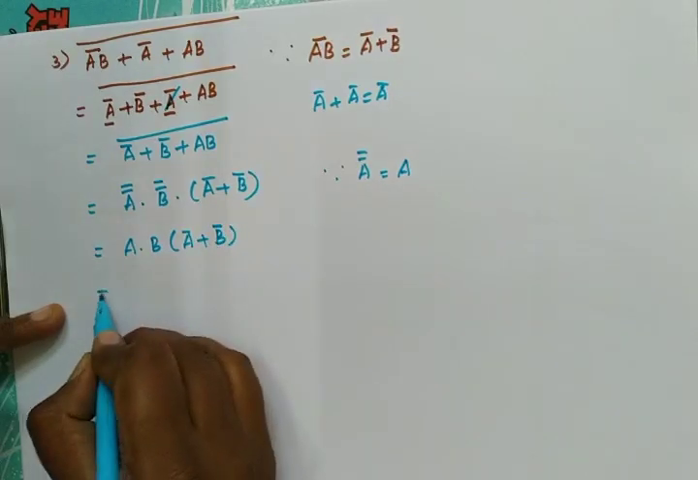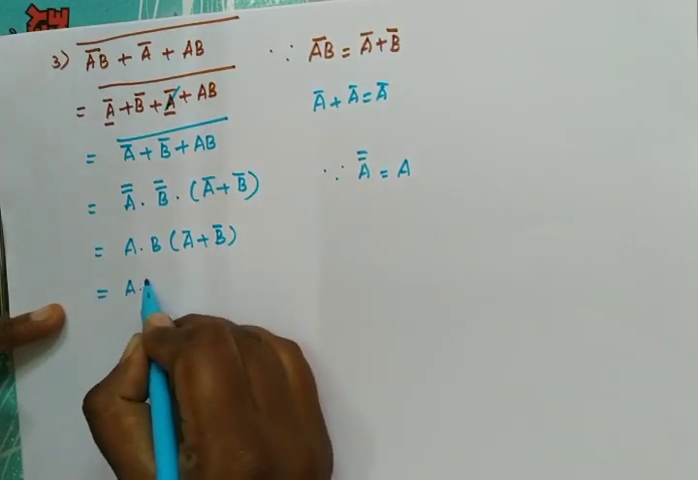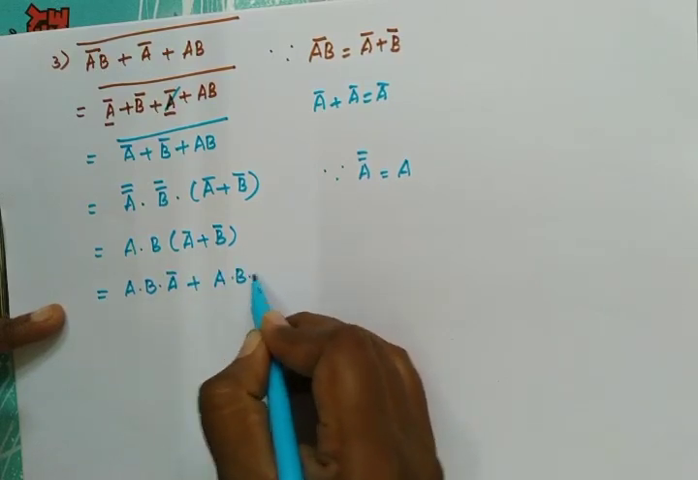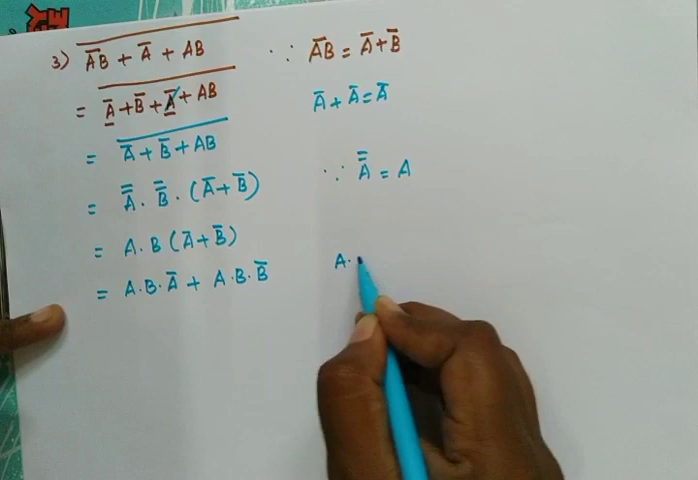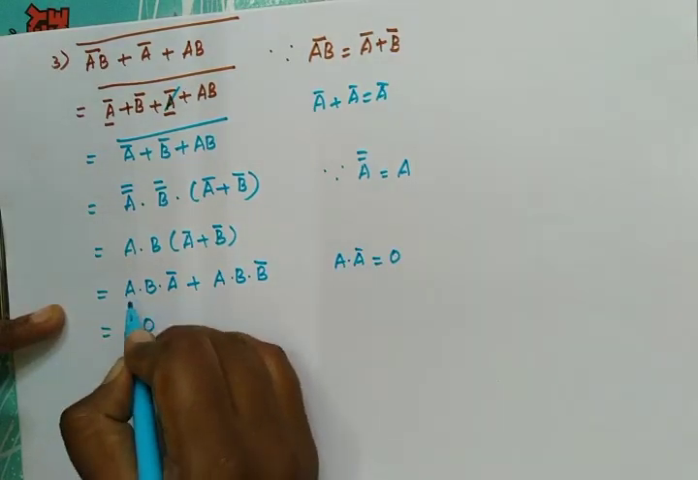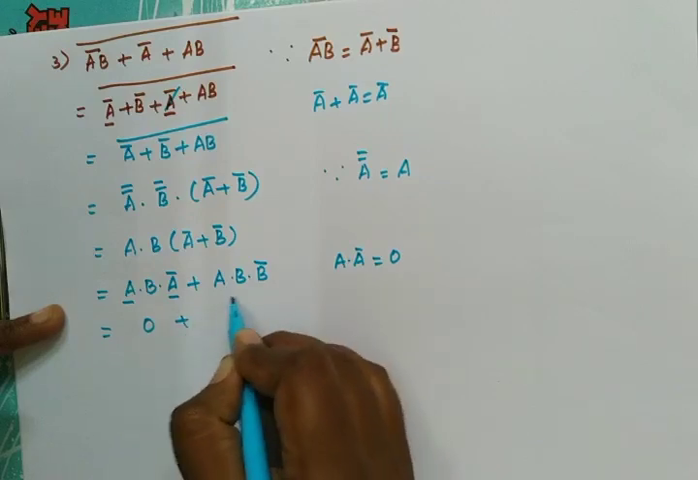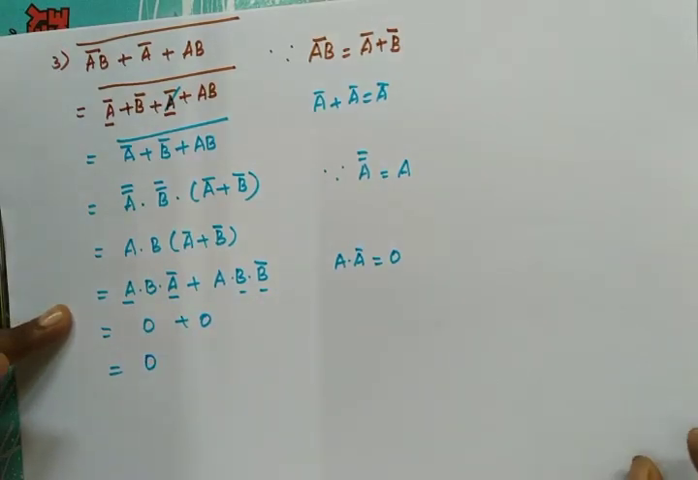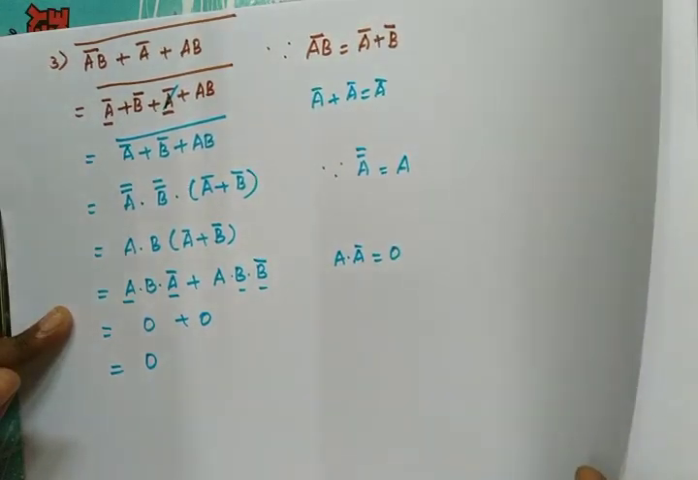Now what happens? Multiply this: A into B into A bar plus A into B into B bar. Now A into A bar will become equal to 0. Therefore this will become 0. That is, A into A bar will become 0, and B into B bar will become 0. Therefore the entire answer will become 0. This is the next expression.